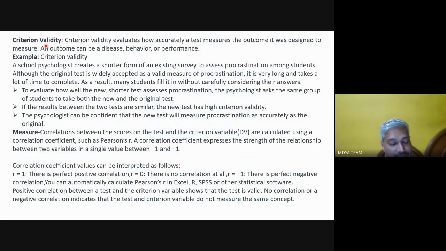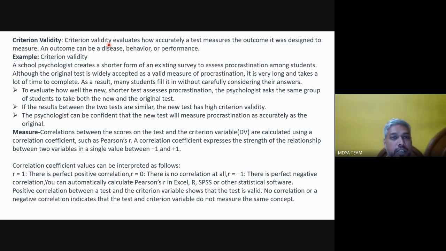Now the third one is criterion validity. What is criteria? Criteria means some standard which is already set, and now you are preparing a new standard and comparing it to the old one. Whatever result the first standard gives, the new standard should give the same result. Criterion validity means you are comparing an old test to a new test.